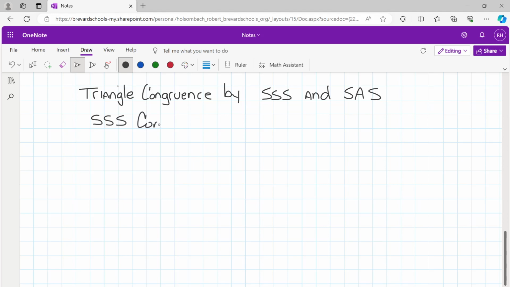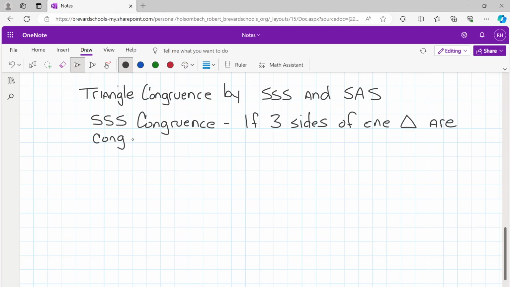congruence. If 3 sides of one triangle are congruent to 3 sides of another triangle, then the triangles are congruent.